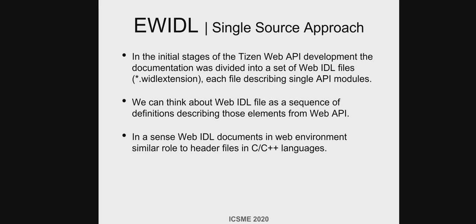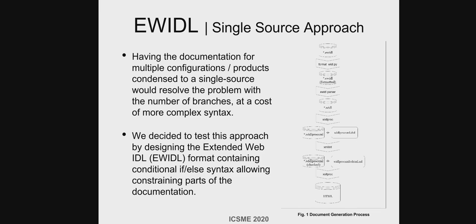In the initial stage of web API development, the document was divided into a set of WebIDL files for a single API module. Now we have just one extended WebIDL file for a single API module. Having the documentation for multiple configurations condensed to a single source would resolve the problem with the number of branches at the cost of more complex syntax.